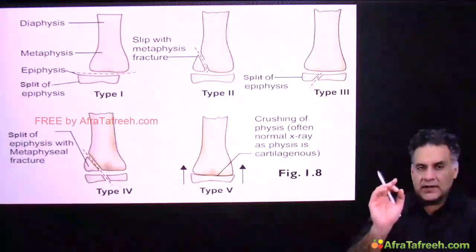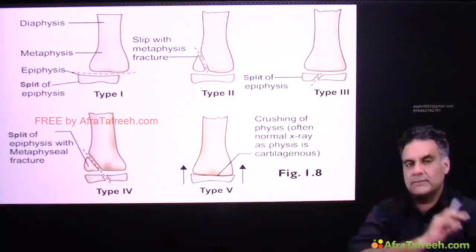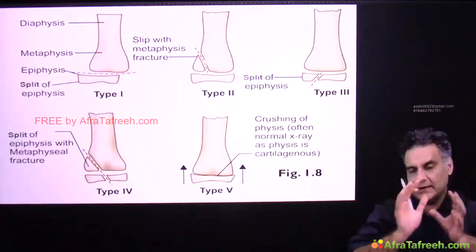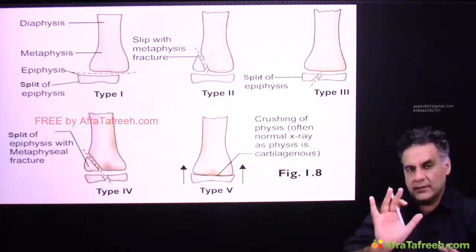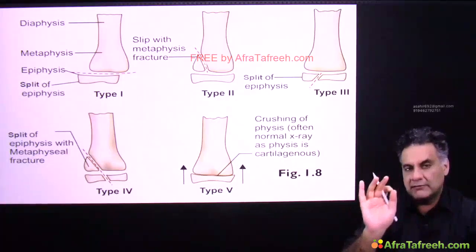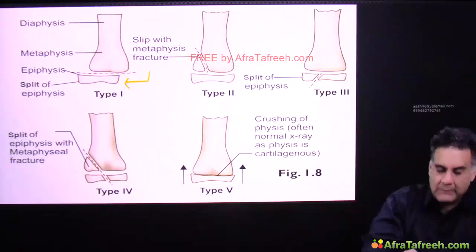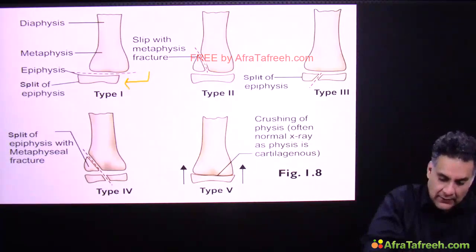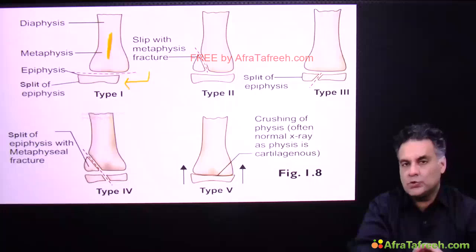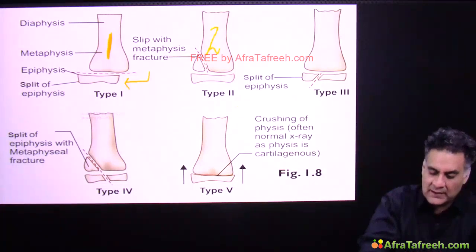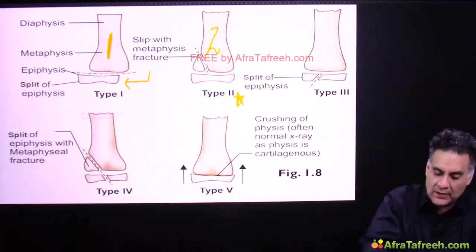Coming to the Salter-Harris classification for growth plate injuries in children, I will tell you a way to understand this in a simple way. Salter-Harris type 1 is a slip of epiphysis. Type 1. Salter-Harris type 2 is a slip along with a metaphyseal part. It is the commonest type. It is also called the Thurston-Holland type.